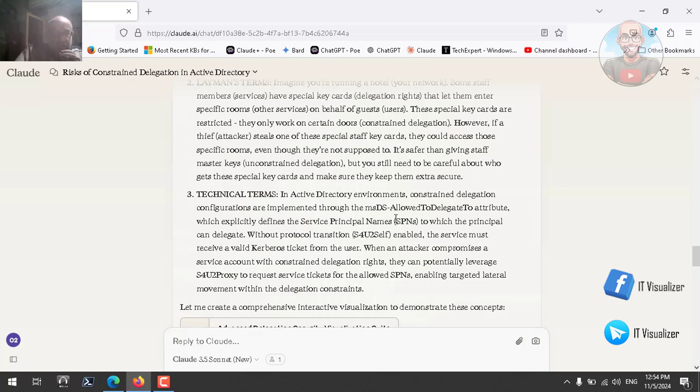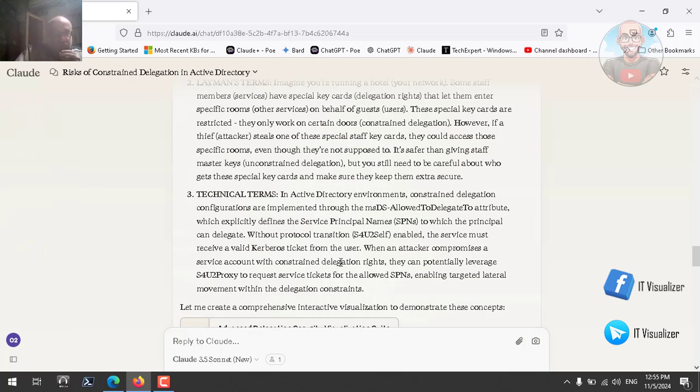Let's continue. Without protocol transition, this abbreviation is the service for the user to himself. Here it is saying that the user should communicate with the KDC directly to get a service ticket. This is what we mean by service for user to himself. The service must receive a valid Kerberos ticket from the user. For example, to access the web server, you need to get a ticket from the KDC. This is the first phase.